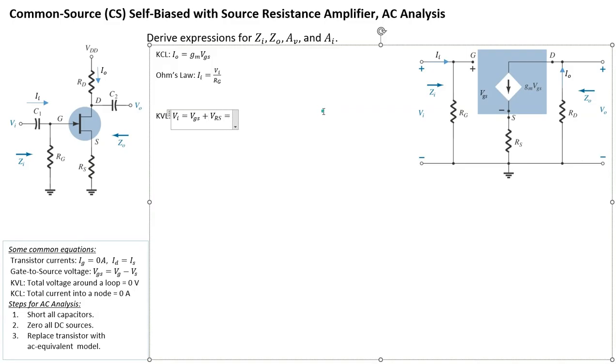So what is VRS? VRS is the voltage pointing upward. So it's actually the current gm VGS through RS. So gm VGS is coming through RS. So again, just simple Ohm's law. Our expression now becomes VRS equals IR, where I is gm VGS.